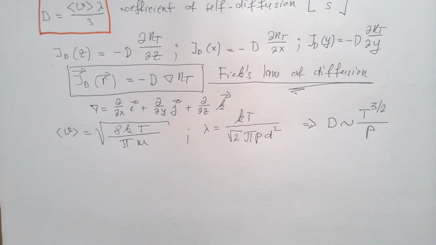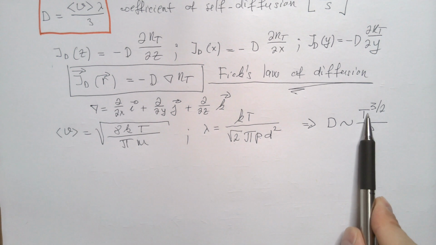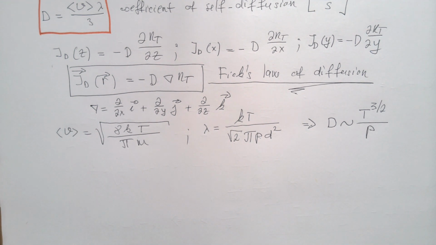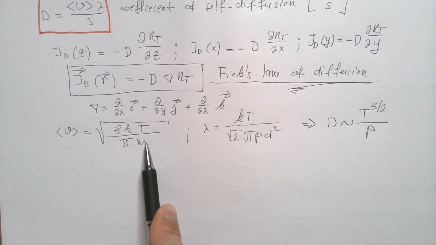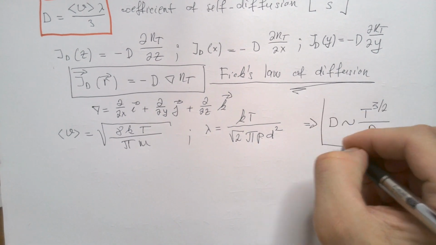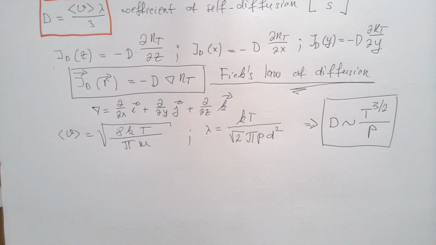What we demonstrate, therefore, is that diffusion is faster for both hotter and more rarefied gases. Also, you can see that smaller particles, smaller d, diffuse faster. And also, lighter particles that have smaller inertia will also diffuse faster. So, very, very important finding here.